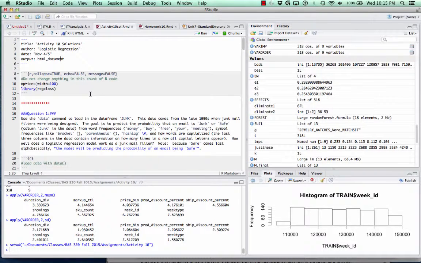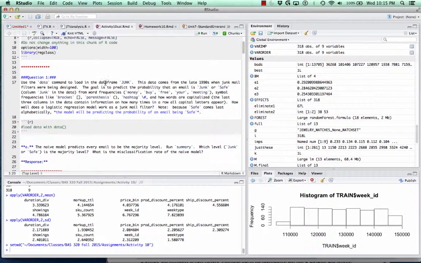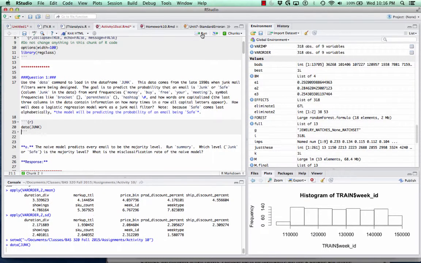Let's go over Activity 10. So question number 1 deals with the junk data set, and it represents the word and character frequencies of emails from way back in the early 90s when junk mail filters were originally developed. So I'm going to load in the junk data frame.